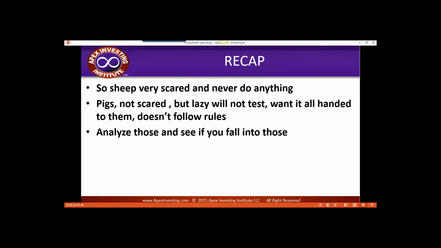So, to recap, the sheep is very scared, never does anything, always testing and always tinkering and adding new stuff on. Scared to risk any money, scared to try. Pigs aren't scared at all, but they're lazy, they won't test, they want it all handed to them, or they don't follow the rules. Okay? Everybody understand those two? So analyze those, see if you fall into one of those. Be able to recognize. Again, guys, maybe it's a little comical, making these analogies with the animal world, but it helps identify where you are, where your weakness is. Self-analysis is always good.